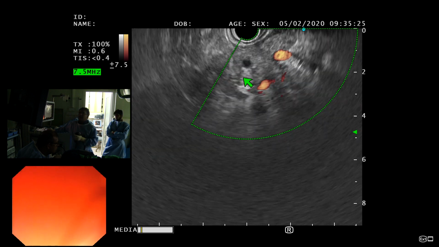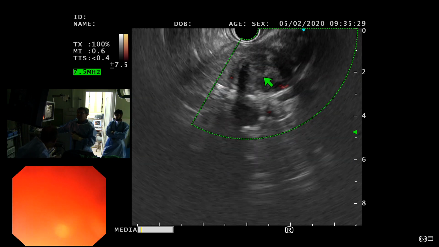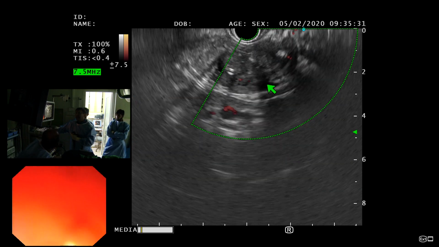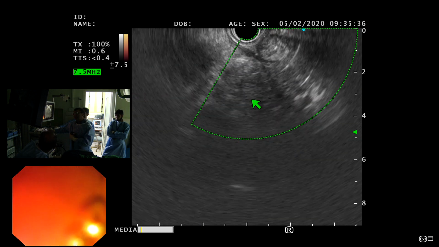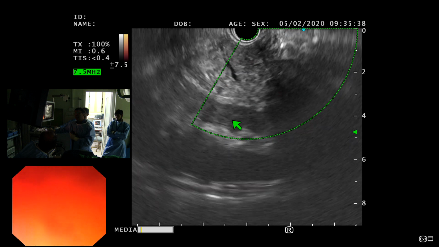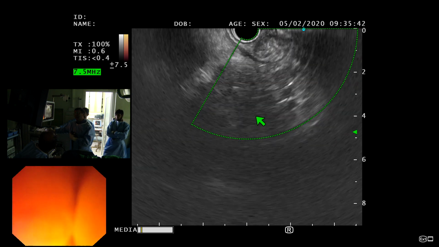So I think my worry is it's going to reaccumulate. You agree? Yep. Okay. So I think we should leave it alone. And there is a healthy pancreas distally. You see that? Yep. Nice, very healthy. You see the left kidney here. You see a nice, beautiful duct right there. It's going down all the way.